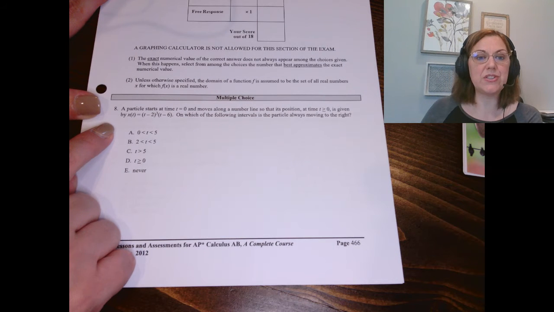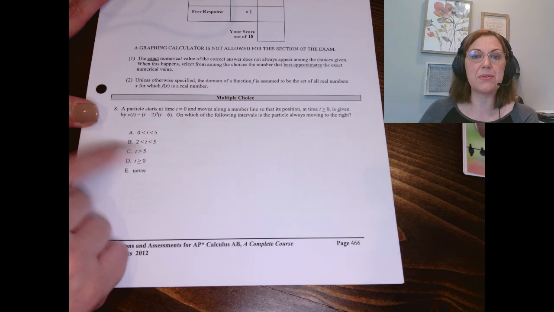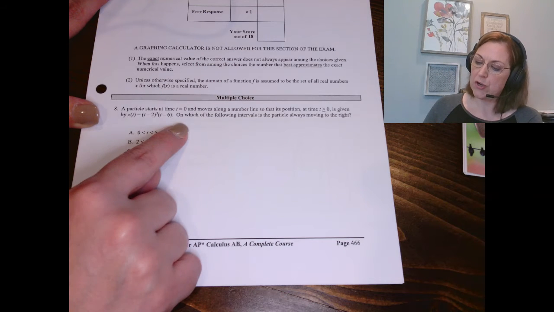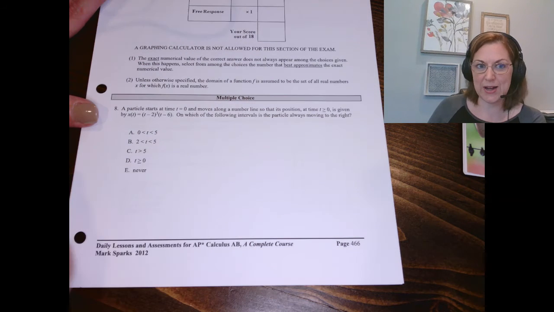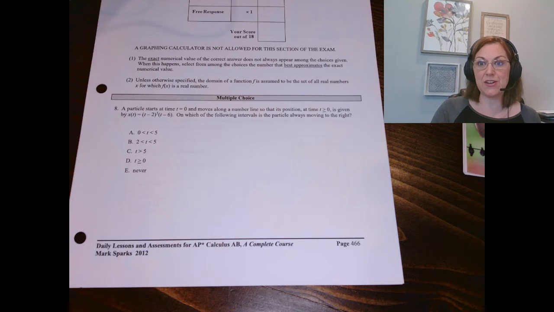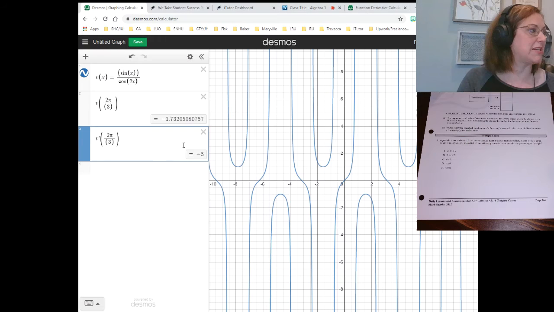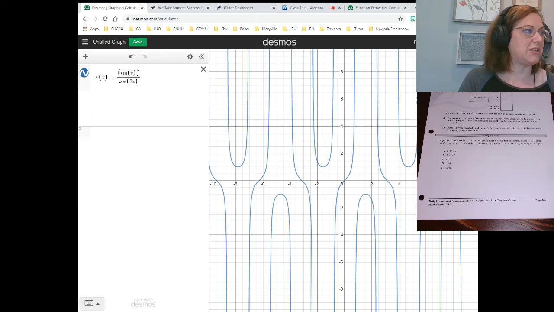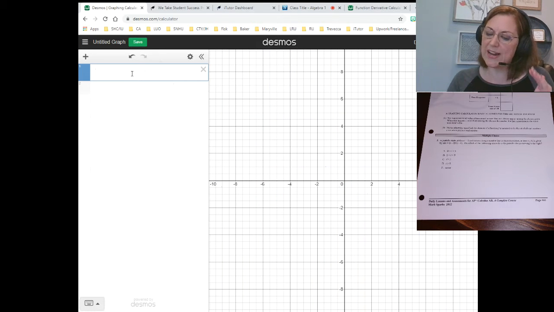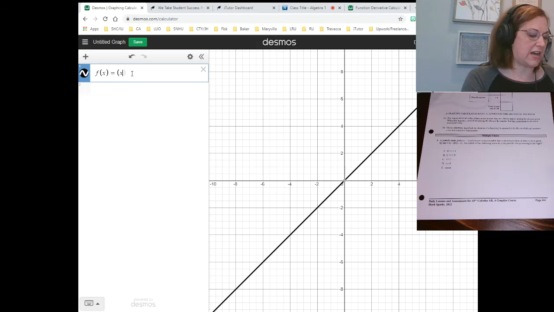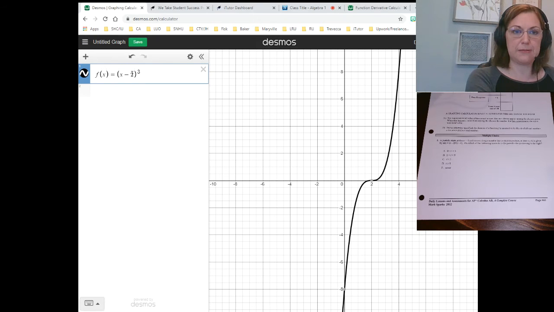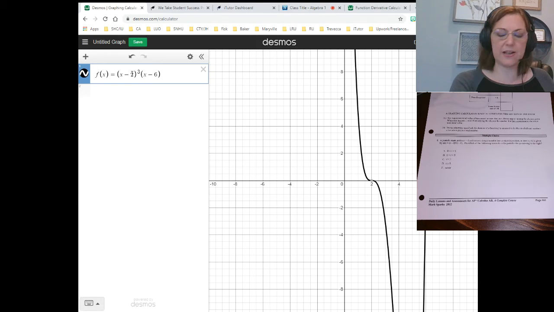So a particle starts at time t equals 0, moves along a number line so that the position is given here. For which of the following intervals is the particle always moving to the right? Okay, since you have your calculator with this, let's switch back over to Desmos. I'm going to put the position equation in here. I can't do x of t because Desmos only understands f of x or g of x, or some name of x. So we'll have to use that. And then I've got x minus 6. All right, there we go.